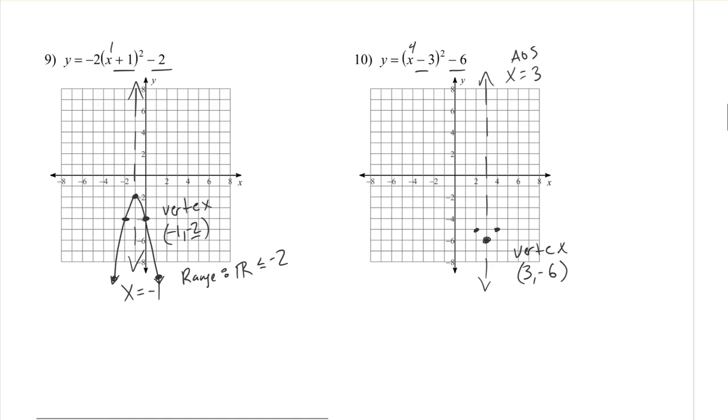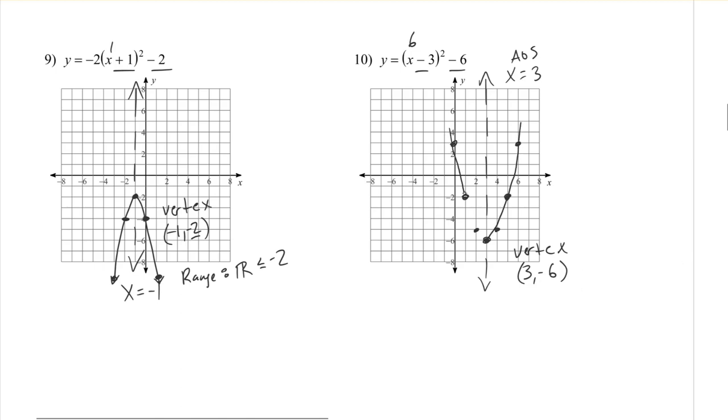Let's do another one. How about a 5? 5 minus 3 is 2. 2 squared is 4. 4 minus 6 is negative 2. So 5, negative 2. And 1, negative 2. Let's do one more. 6. 6 minus 3 is 3. 3 squared is 9. 9 minus 6 is 3. So 6, 3, and 0, 3.